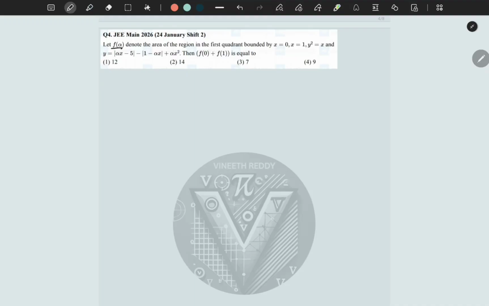So the question says, let f of alpha denote the area of the region in the first quadrant, please underline this, bounded by x equals to 0, x equals to 1, this is a vertical line, and this is the y-axis, y square equals to x is a parabola, a horizontal parabola, symmetrical with respect to the x-axis, and y is equals to mod of alpha x minus 5 mod of 1 minus alpha x plus alpha x square, then f of 0 plus f of 1. So dear students, this question may be confusing.